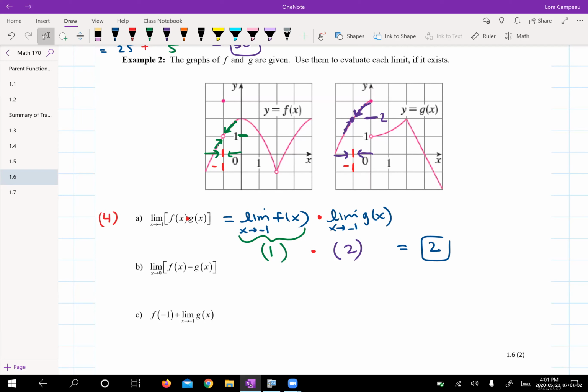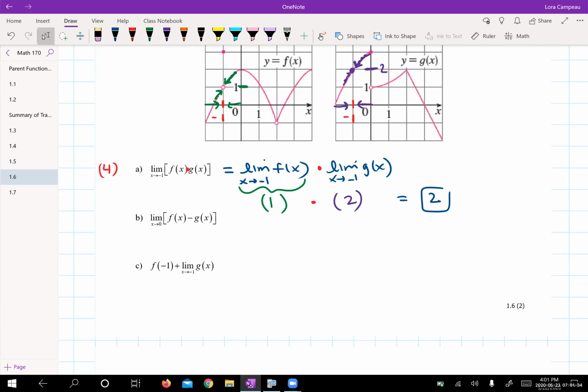Now we can do the same thing with part B. I might need a little bit more space here. See if I can label this, and then we'll get there. So with part B, I'll write this on the side so we can see. I think that's property number 2. It looks like we have a subtraction in between the two functions.